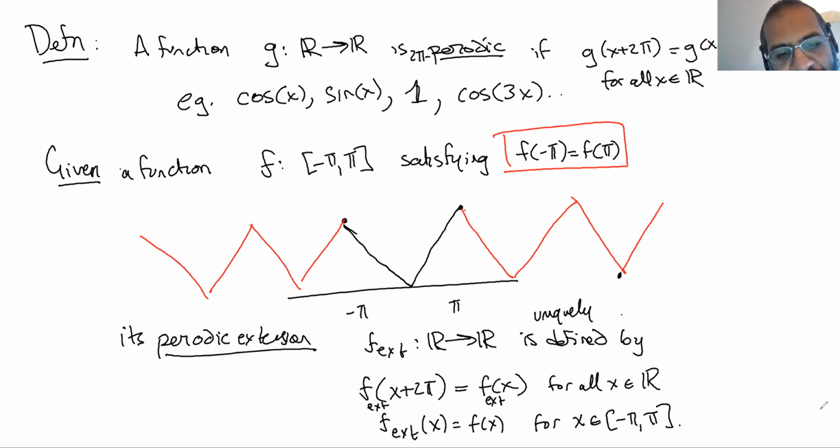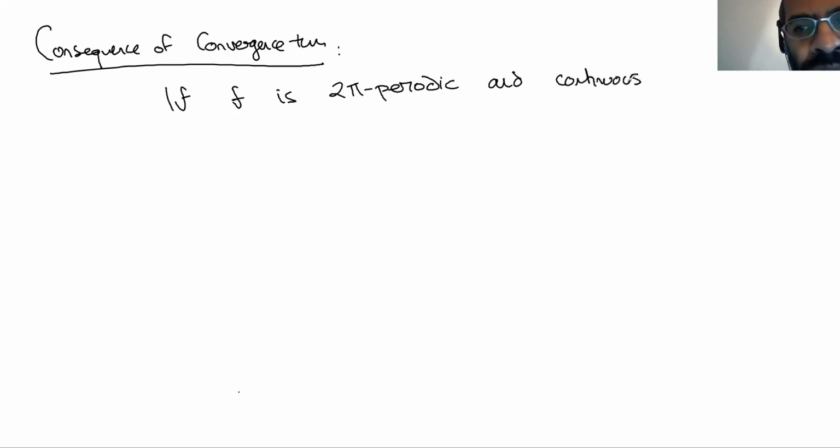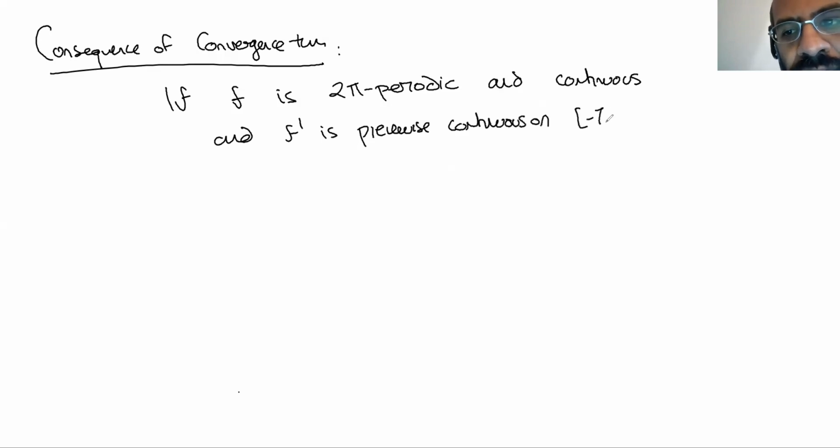So one consequence is that if f is 2 pi periodic and continuous, and f prime is piecewise continuous on this interval, so that the piece of f sitting on the interval lies in the appropriate space, then literally it is equal to its Fourier series.